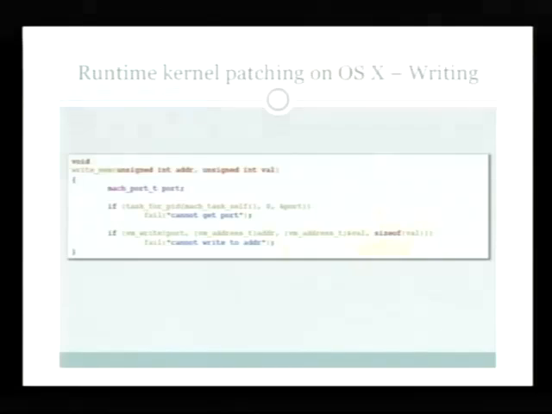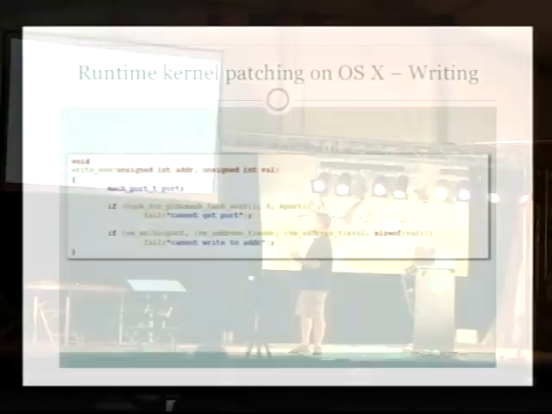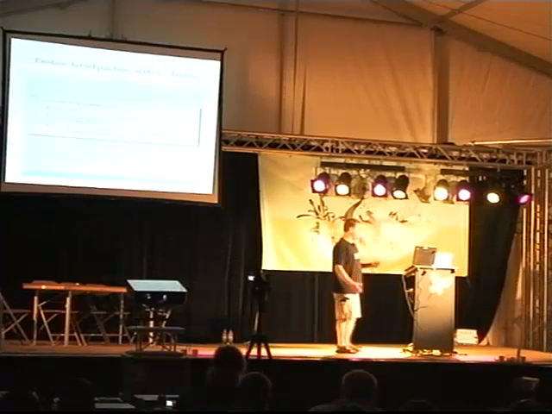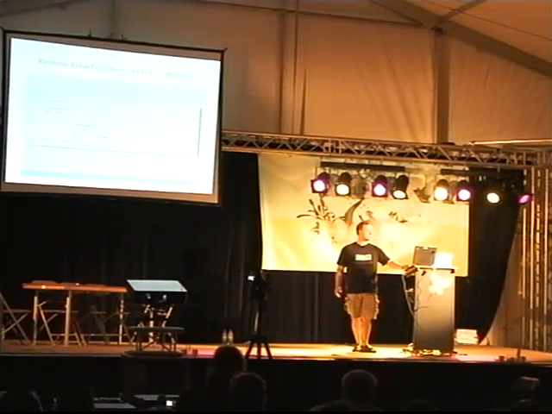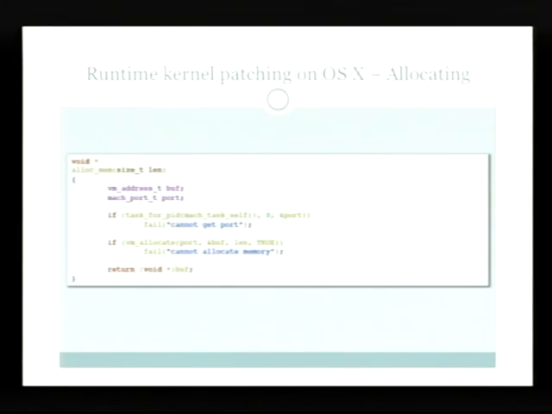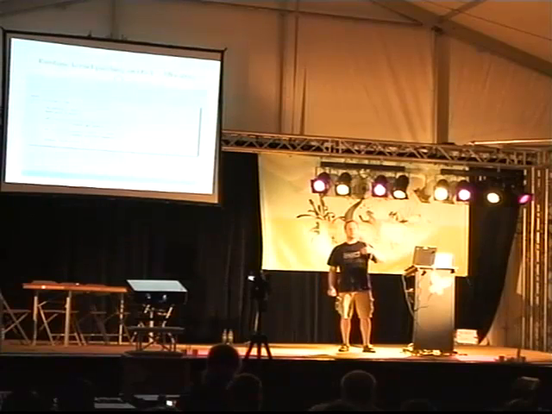Writing to kernel memory is basically the same thing. We use task_for_pid on 0, get the port, and then we use vm_write on that port. Fairly simple. And of course, the really interesting one for us is vm_allocate. This allows us to allocate memory inside a different process. And in this case, we want to allocate memory in the process used for the kernel. This allows us a very, very easy way to introduce new code into the kernel.